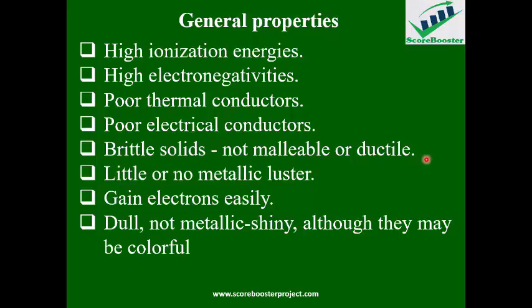That is why they don't lose electrons. They have high electronegativities. High electronegativities means they can gain electrons easily. That is why they are all the time anions. They form anions during reactions. They form anions because they don't lose electrons, so they gain electrons. So the higher the value of ionization energy, the higher the tendency they have to gain electrons.